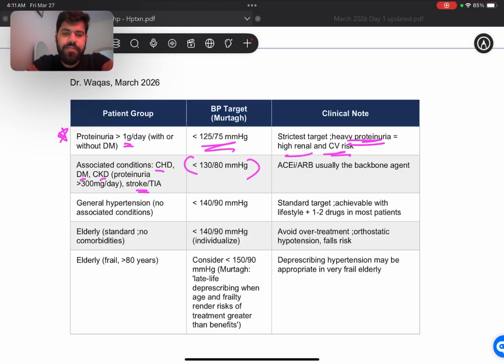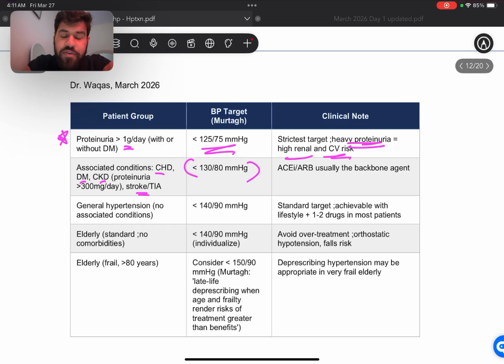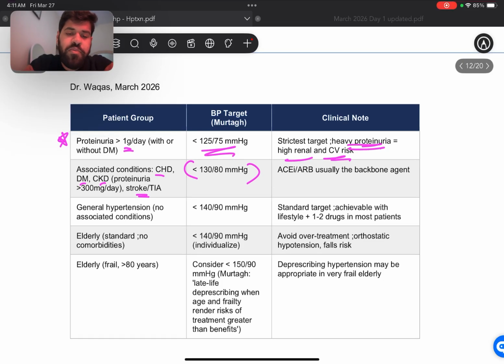Then elderly, we have thiazides, I think so. For elderly with no comorbidities, the BP target is going to be less than 140 by 90 mmHg, but we have to see case by case. Then we avoid overtreatment because of orthostatic hypotension. That means we're going to risk falls, and that is one of the reasons for bad outcomes in the elderly, and this is something we have to heavily avoid in the elderly.